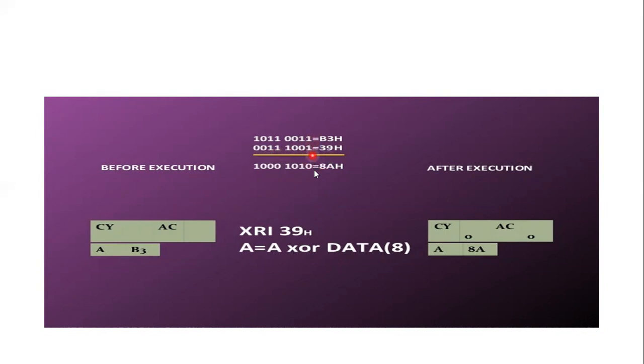Now XOR: 1 1 is a 0, 1 0 is a 1, 0 0 is a 0, 0 1 is a 1, 1 1 is a 0, 1 1 is a 0, 0 0 is a 0, 1 0 is a 1. So this is 8 and this one is an A. Therefore, after execution, the accumulator becomes 8A.